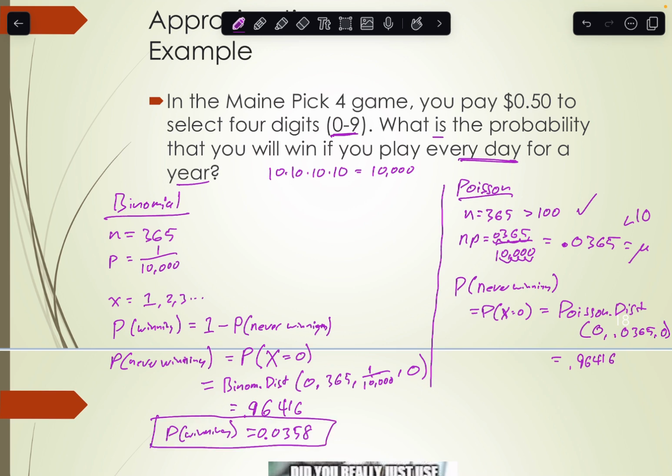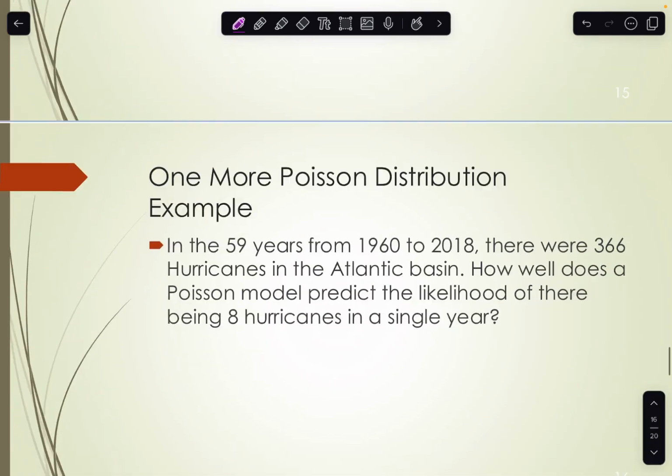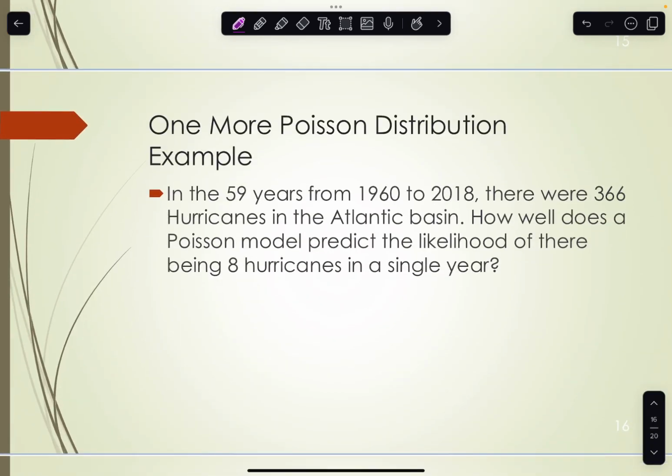No matter which way you slice it, if you use binomial or you use Poisson, you'll get the same result. Let's do one more Poisson example. In the 59 years from 1960 to 2018, there were 366 hurricanes in the Atlantic Basin. How well does a Poisson model predict the likelihood of there being 8 hurricanes in a single year?